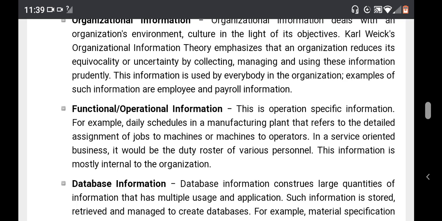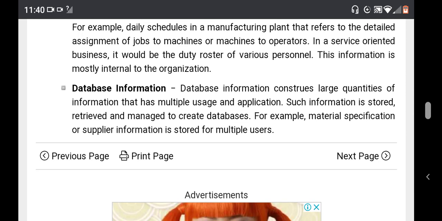Functional and operational information. This is operation-specific information, for example, daily schedules in a manufacturing plant, that refers to the detailed assignment of jobs to machines or machines to operators. In a service-oriented business, it would be the duty roster of various personnel. This information is mostly internal to the organization. So yun yung tawag nating pag-schedule ng mga manpower. At the same time, pati yung sa scheduling ng machine operations.